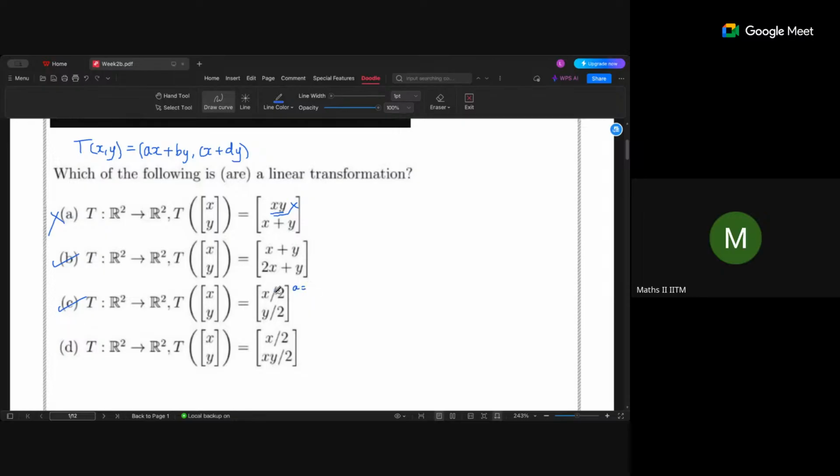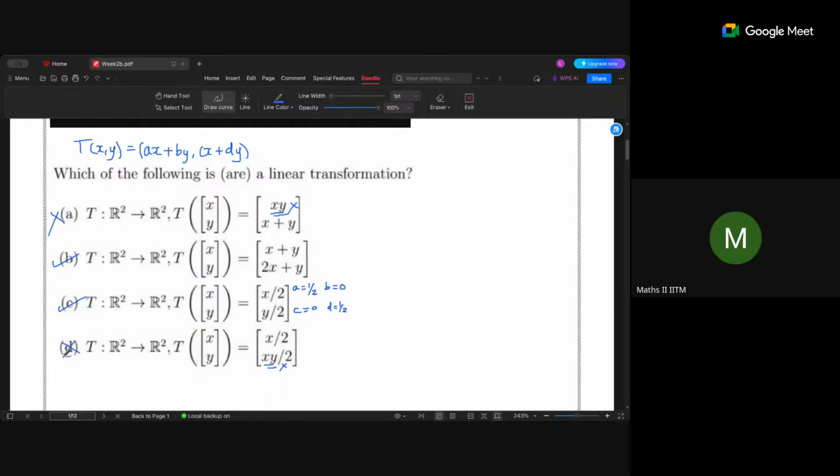can you say what is the value of A in this case? When you compare it with this particular expression, it is 1 by 2. What is the value of B? It is 0. And what is the value of C? Coefficient of X is 0, so C is 0. Yeah, and D is 1 by 2, right? Okay, good. And again here we have the xy term which is not allowed. So this is not a linear transformation, right?